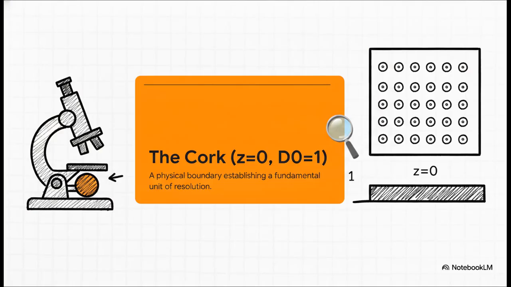To fix this crisis of gunk, we desperately need a physical way to stop the infinite zoom. And that brings us to the cork. In this discrete framework, the absolute center of our coordinate system isn't some invisible dimensionless origin point. It's an actual, tangible physical surface area. Mathematically, it's defined as z = 0 and d_0 = 1. Think of it like putting a physical cap on the bottom of a microscope. It establishes a fundamental unit of resolution. It literally stops those infinite precision hallucinations in their tracks, basically saying, right here, this is where the division stops.